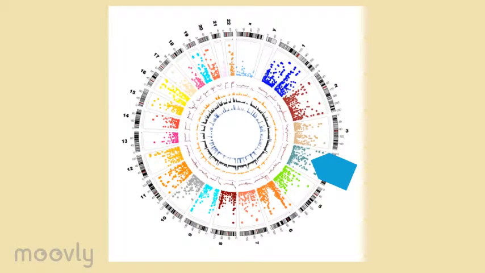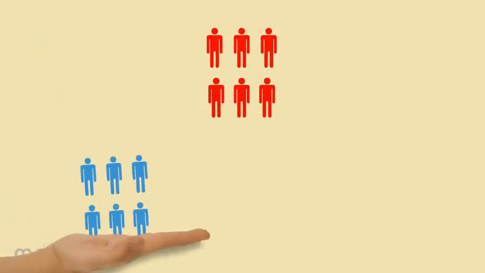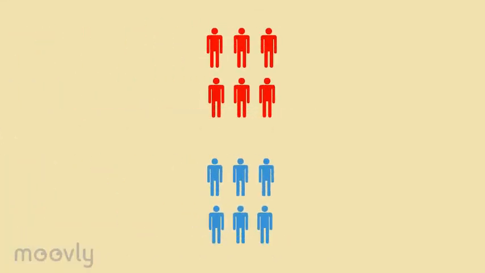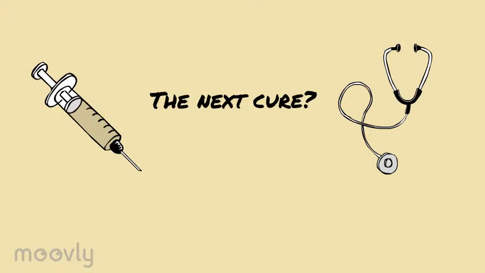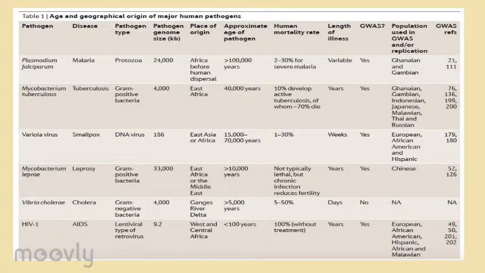Identifying resistant variants through GWAS is important because if the resistant variants are on the same loci in both an infected and uninfected population, they have the potential to help scientists better understand the disease and possible treatment. Table 1 shows some diseases on which GWAS has been performed.